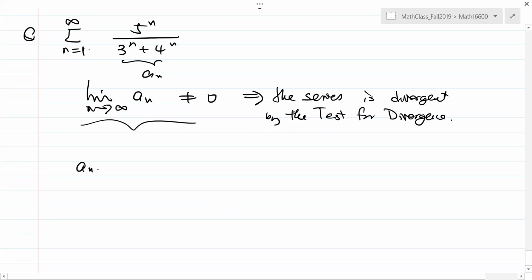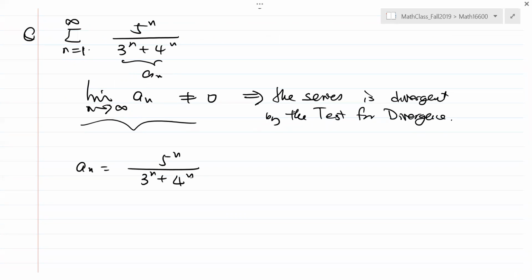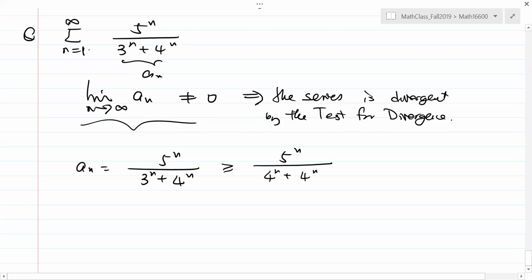So why does it not approach zero? I think the numerator is much larger than the denominator. That's it. Okay, the question is how do you prove that it's greater than or equal to some positive number, right? So you can make the denominator large, right? Make the denominator large, you just replace 3 to the n with 4 to the n.